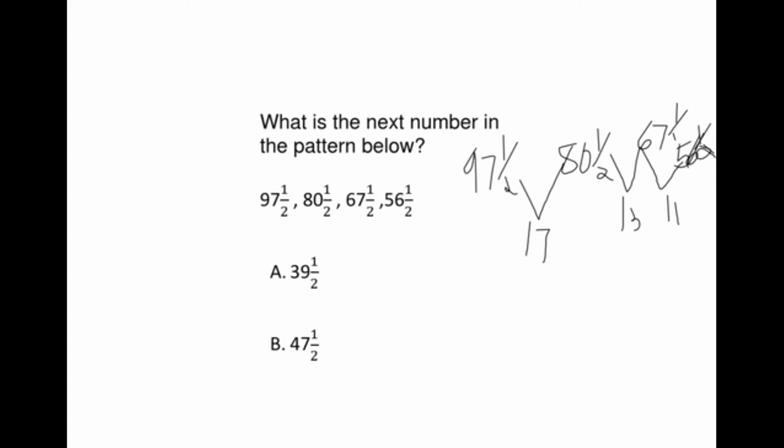So what is common here? 17 is a prime number, 13 is a prime number, 11 is a prime number. And if we see the difference between 17 and 13, we have 17 minus 13 is 4, that is from here to here. Then 13 to 11 is 2.